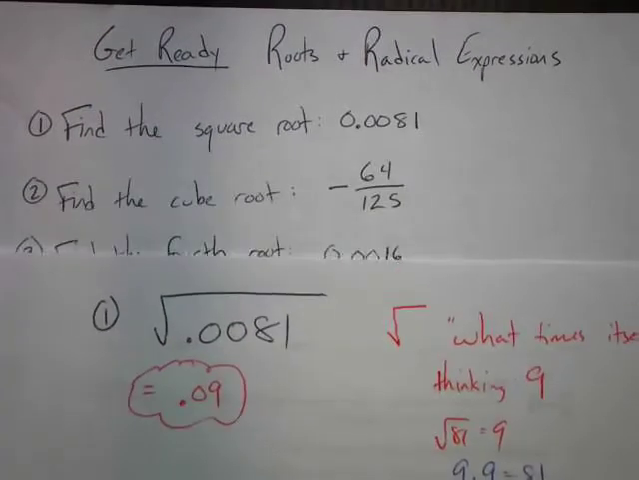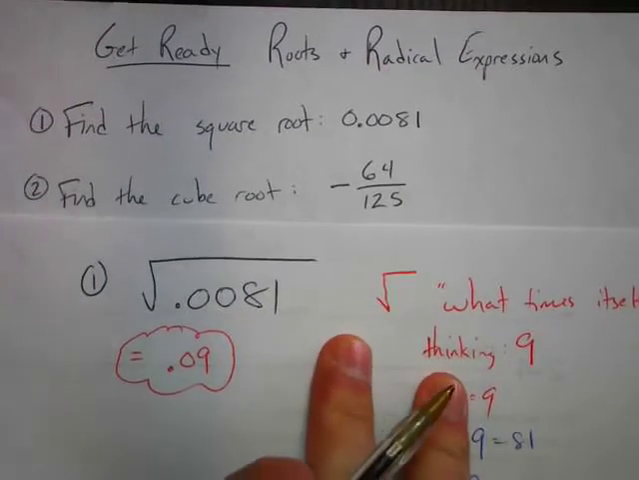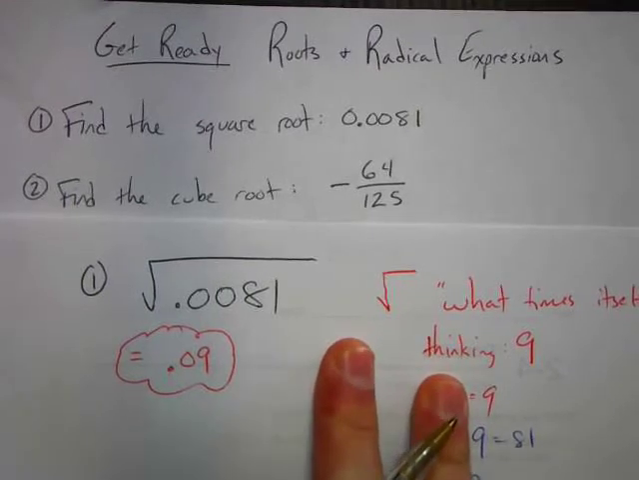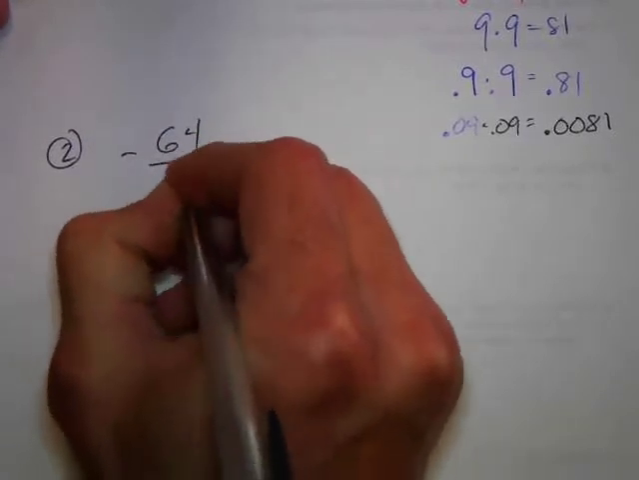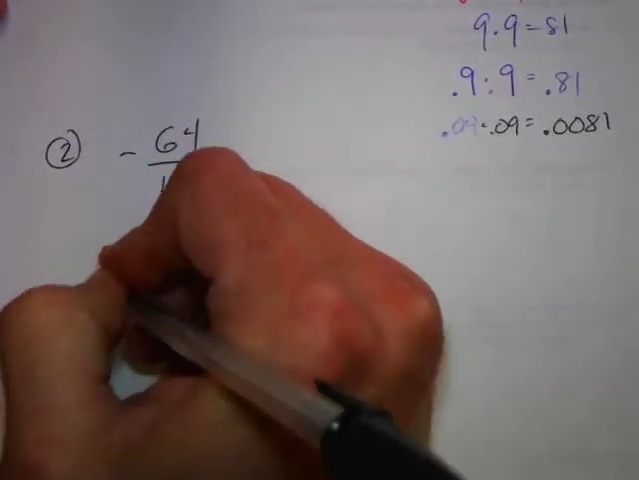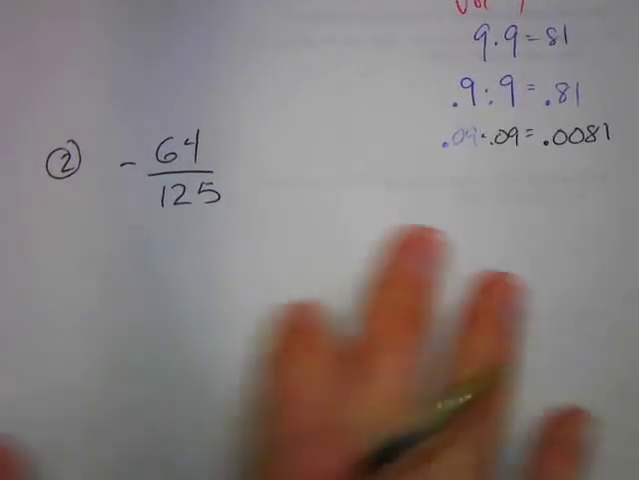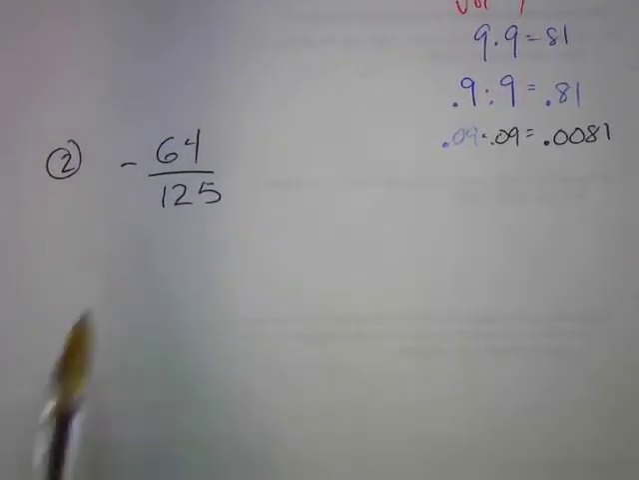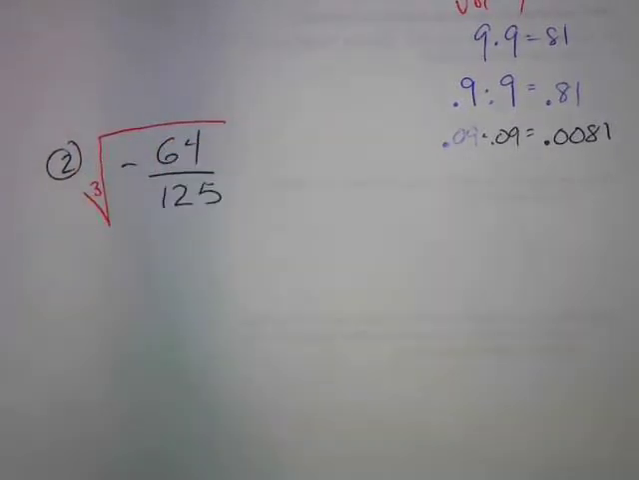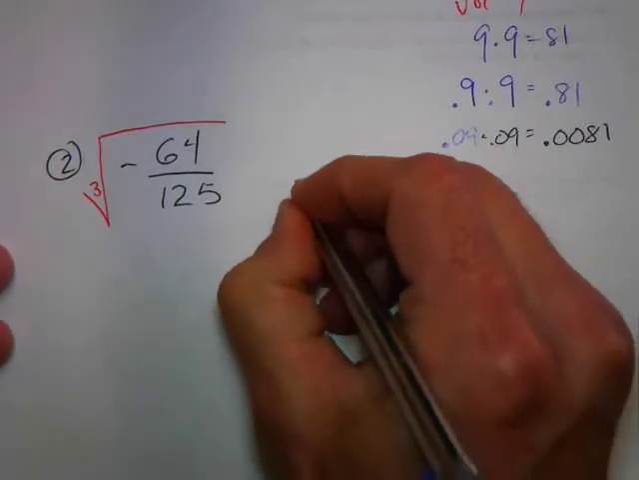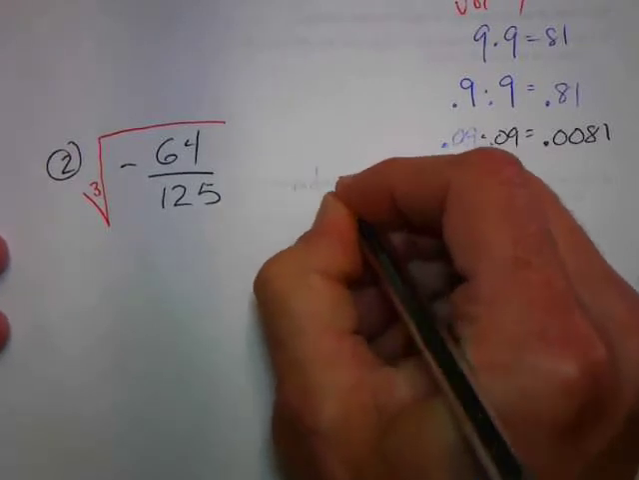So now we move on to number 2. Let's find the cube root of negative 64 over 125. This is going to open up a couple of issues. So we're looking for the cube root. Now, how do you write the cube root? What is the symbol for a cube root? It's this. This is the symbol for a cube root, and that little 3 is called the index. So the index is 3.